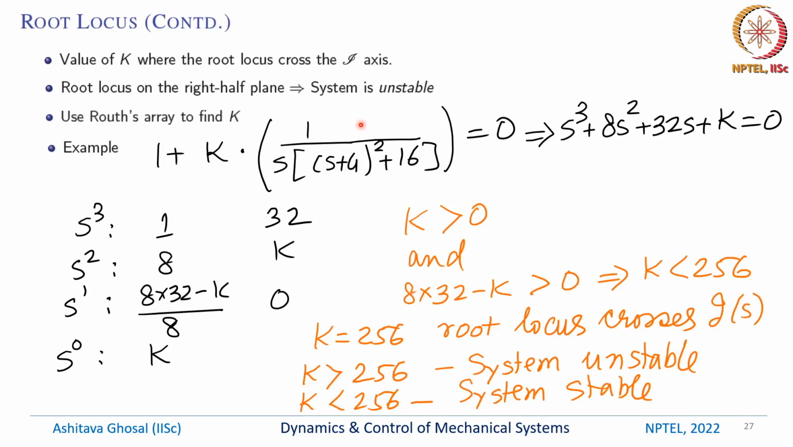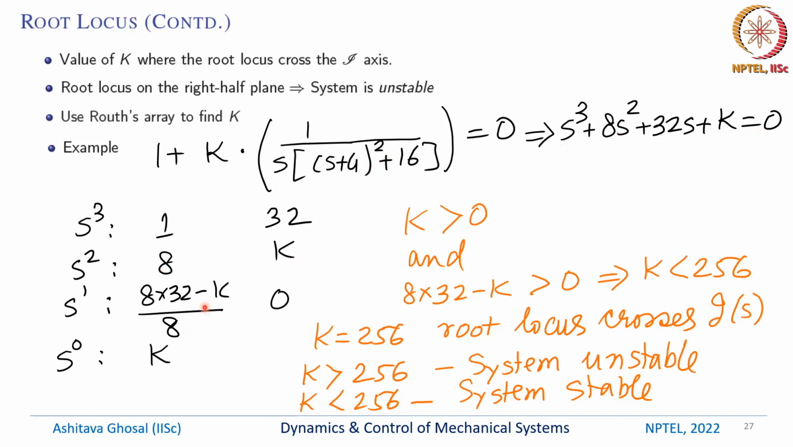So let's use this Routh array to find the value of k where the root locus crosses the imaginary axis, because once it crosses the imaginary axis and goes to the right half plane, the system is unstable. So it is important to know the value of k for which the system will become unstable. We will take this example of 1 plus k into 1 divided by s into (s plus 4) whole squared plus 16 equal to 0, which is s cubed plus 8s squared plus 32s plus k equal to 0.